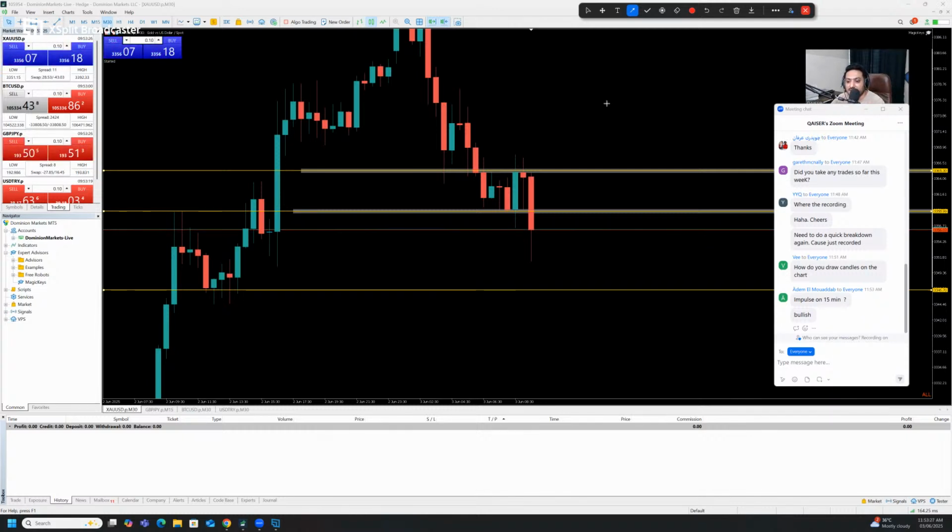How do you draw candles on the chart? Wow, by using the software of Zoom.